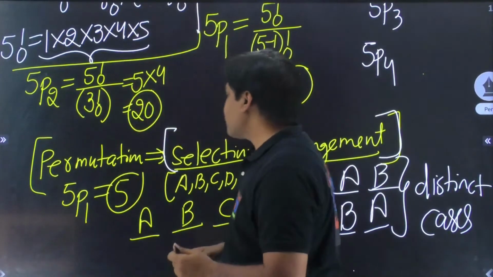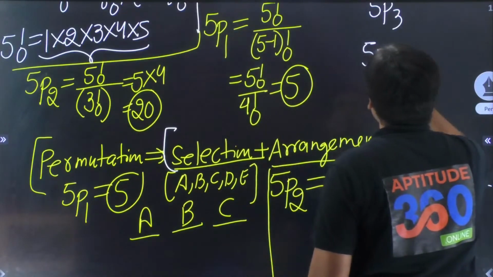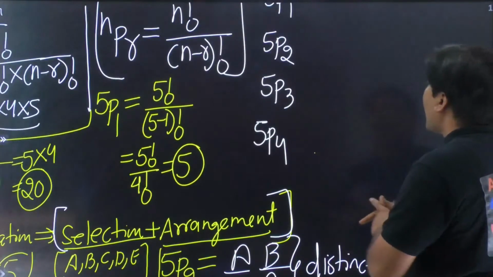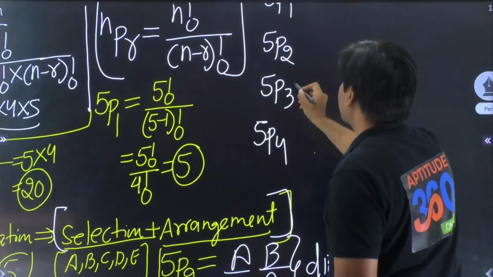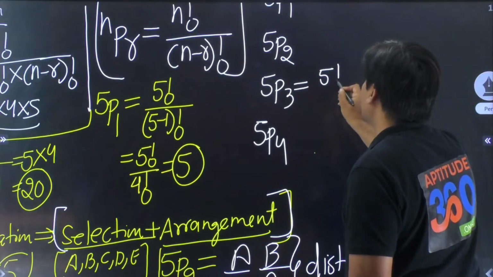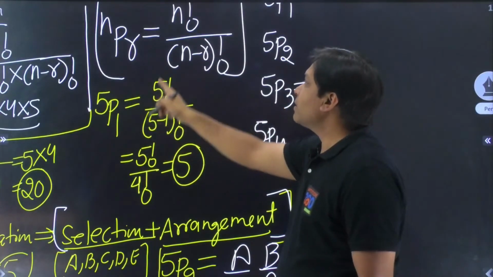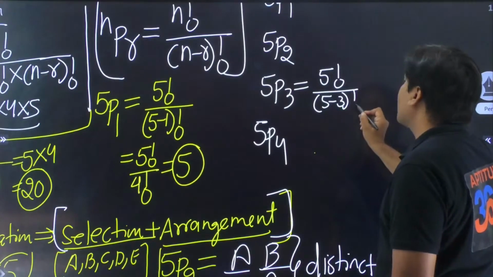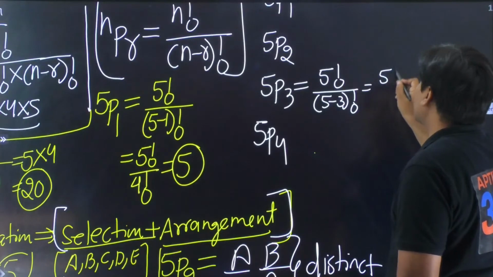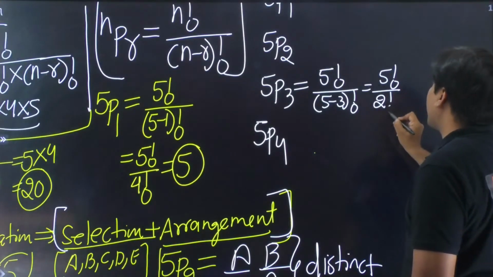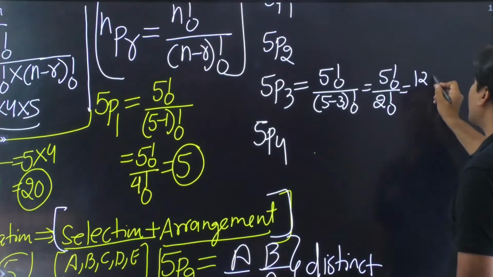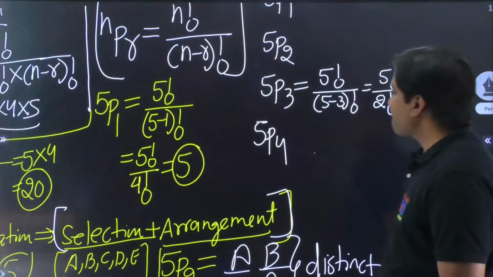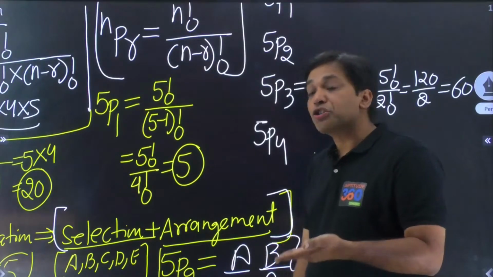So if I try to find out 5p3, what would be the meaning of 5p3? 5p3 is going to be 5 factorial divided by 5 minus 3 factorial. So this is 5 factorial, and then you have 2 factorial. This is going to be 120 divided by 2, so you get 60. Are you getting this? And what is the meaning of saying 60?